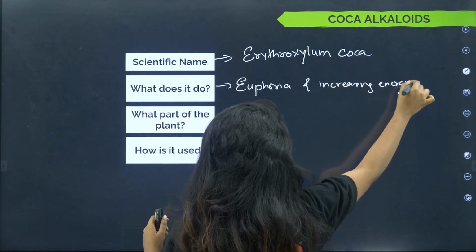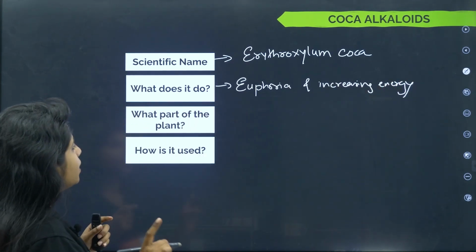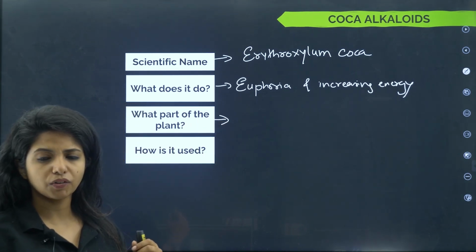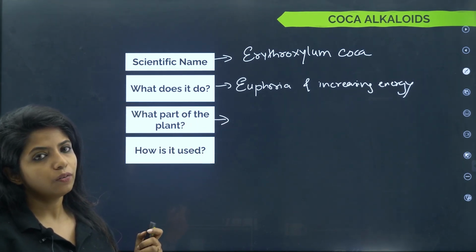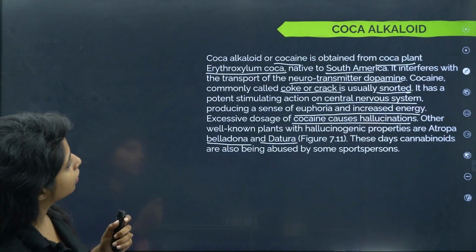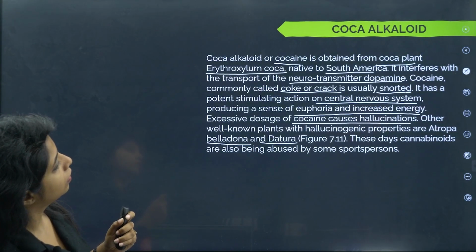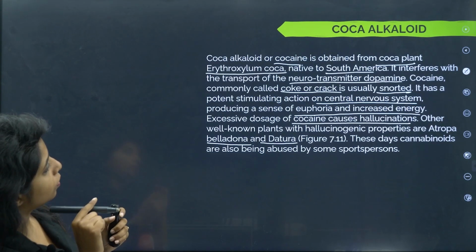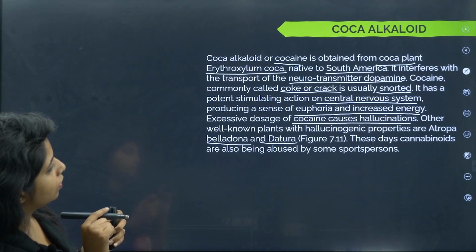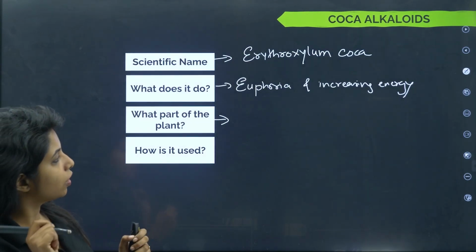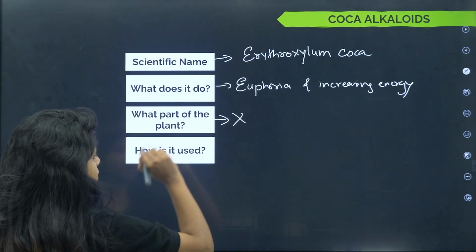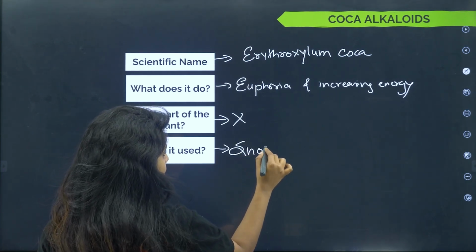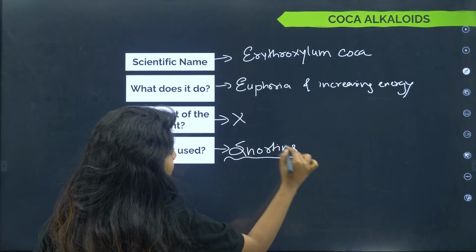So that means, ma'am, we should take it, right? No, I'll tell you. What part of the plant is used, children? I don't remember it. I forgot it somehow. I'll check. Okay, it is not mentioned in your NCERT. So as of now, how is it used? It is taken by snorting.